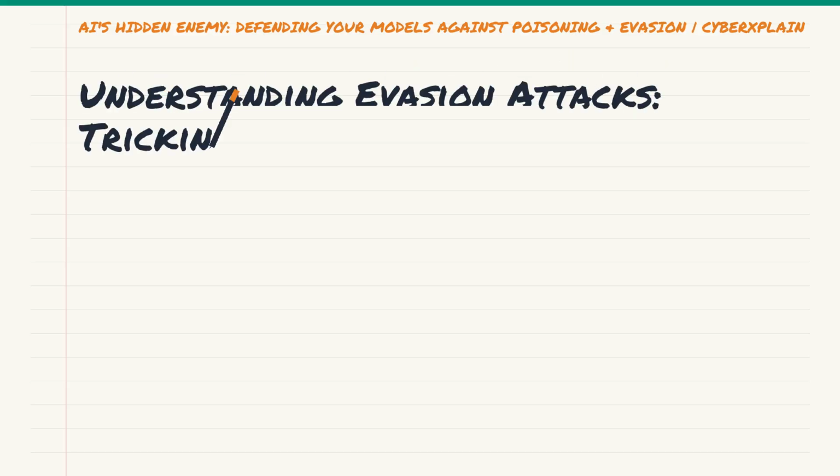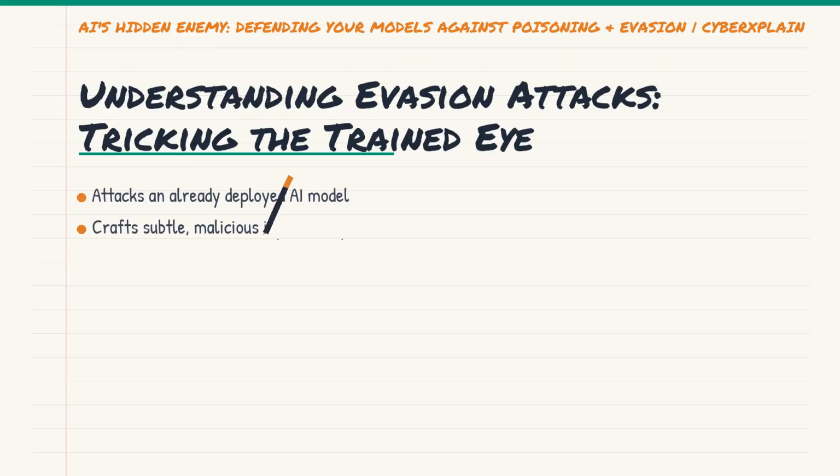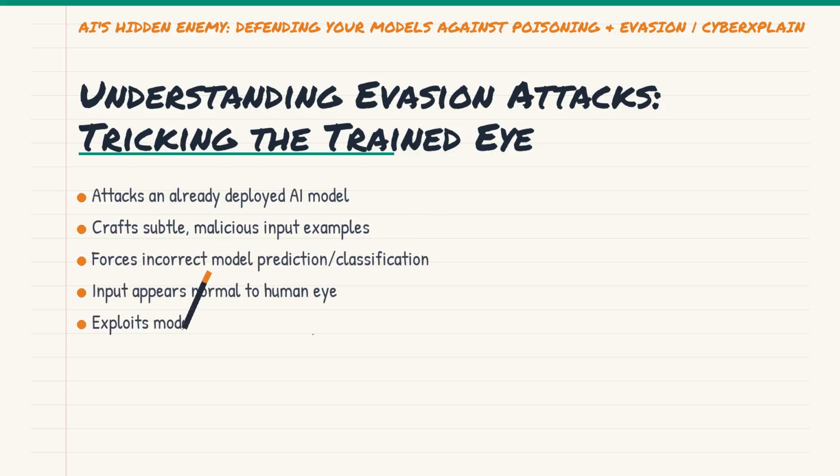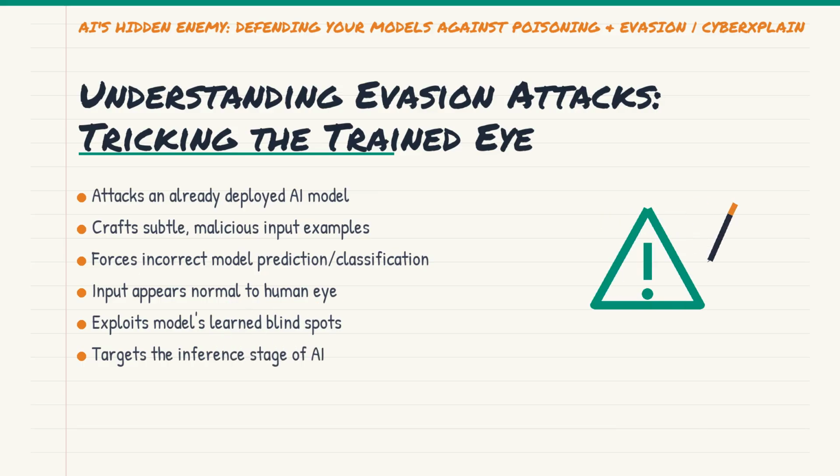Now, let's switch gears to evasion attacks. If data poisoning is messing with the recipe, evasion is like taking the perfectly cooked meal and subtly altering it right before it's served to trick the diner. Here, the attacker targets an already trained and deployed AI model. They craft specific, often imperceptible, adversarial examples in the input data to force the model to make a wrong prediction or classification. The input might look perfectly normal to a human, but the AI interprets it completely differently. It's about finding the blind spots or weaknesses in the model's learned decision boundaries.